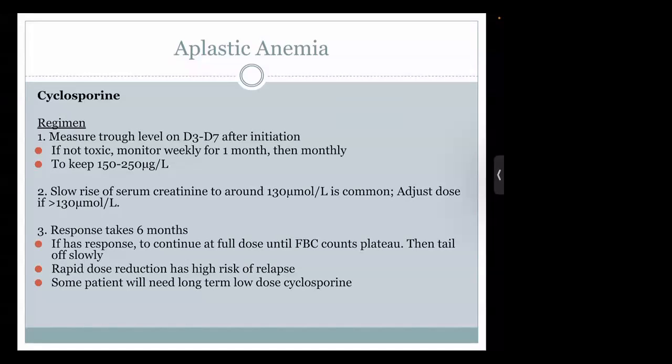The effect of cyclosporine takes around 6 months. If after a few months we see the full blood counts have a positive response, then we try to maximize the dose of cyclosporine, making sure it's not above the toxicity level. Once the FBC counts plateau, we taper off slowly, because rapid dose reduction has a high risk of relapse. Some patients will also need long-term low-dose cyclosporine. In this particular patient, we have to take the trough level.